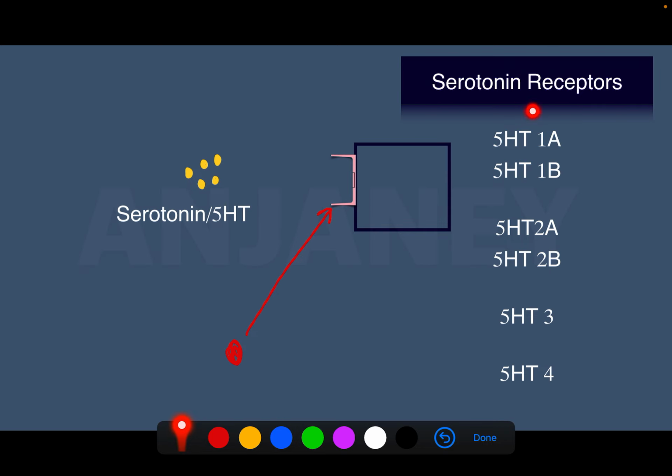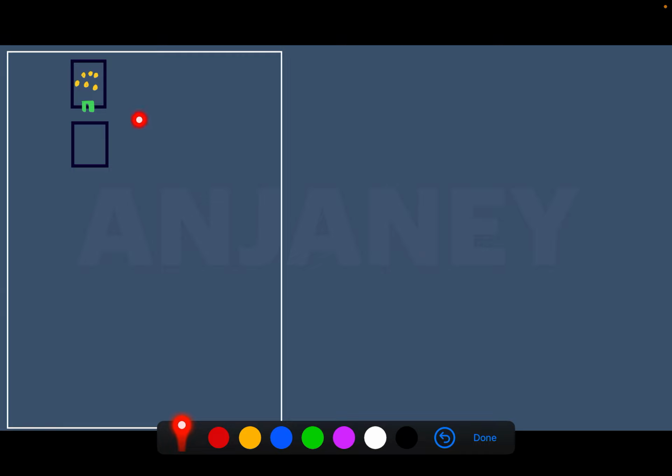Now let's study the serotonin receptor. The most important thing here is to know where these receptors are located. We have 5HT 1A, 1B, 2A, 2B, 3 and 4. This 5HT is what? Serotonin. So we have this many receptors. We'll learn the location of these receptors with the help of a simple diagram. We are not going to write down in words where these receptors are, that's just a stupid way of learning. We are going to learn this with the help of a diagram.